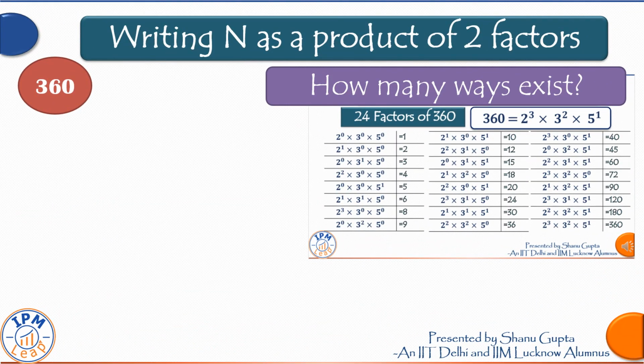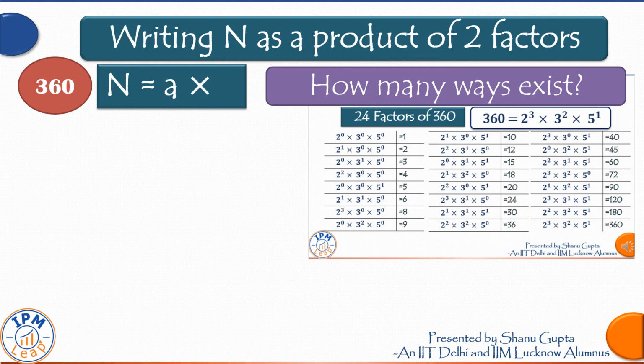Our next task is to find out the number of ways of writing n as a product of two factors. So friends, there are 12 ways and 12 happens to be 24 divided by 2. The number of factors divided by 2, isn't it? As a matter of fact, we don't even need to list down any of these ways because our answer will always be the number of factors divided by 2. Do you want to know the logic?